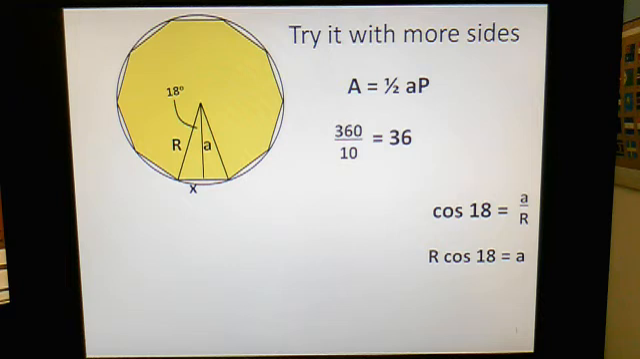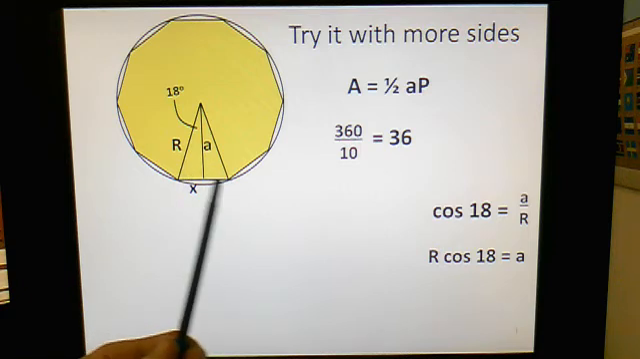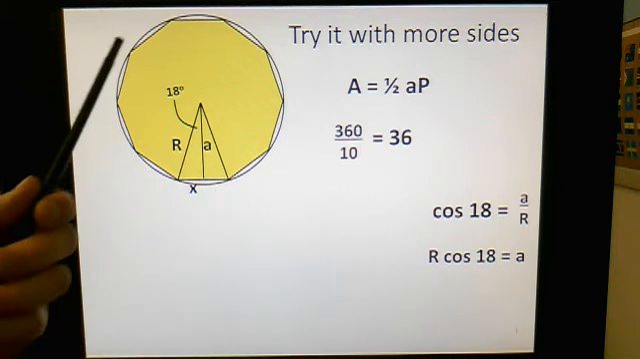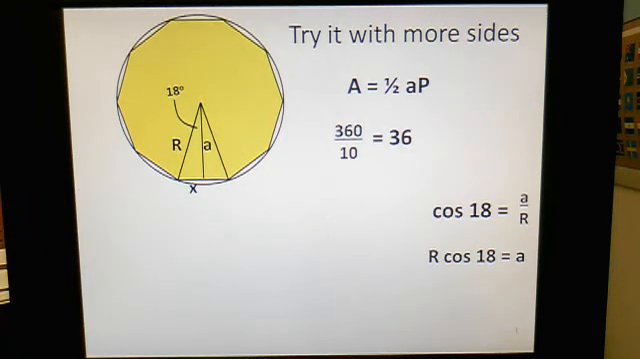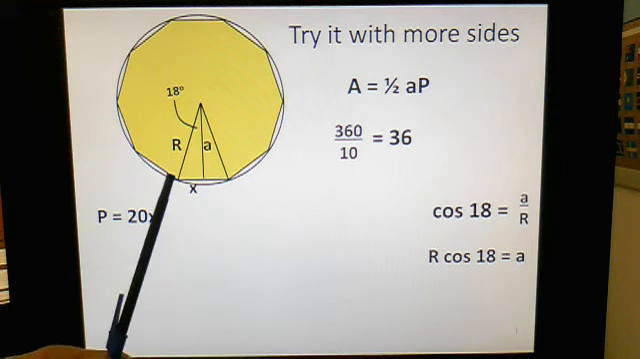Same idea I did before. I'm going to call this little thing x for a minute. Think about how many of these x's gets me around the entire perimeter of the polygon. Of course, there's 2 of them here. 2, 4, 6, 8, 10, 12, 14, 16, 18, 20 of them get me around the entire thing. The perimeter of this thing is 20 times whatever x is.